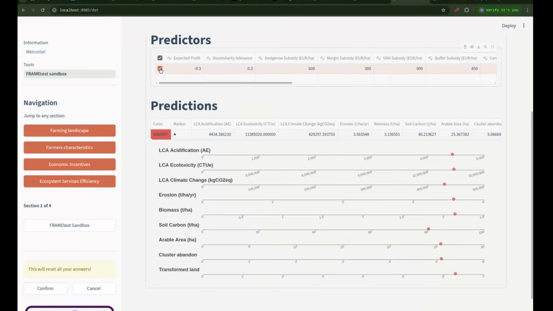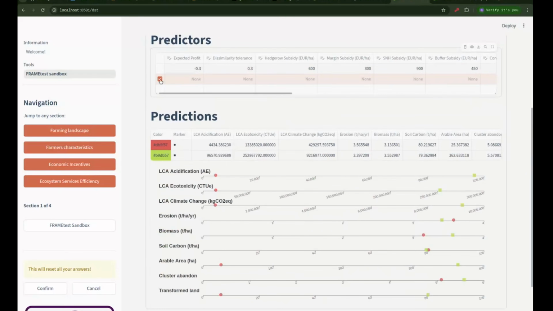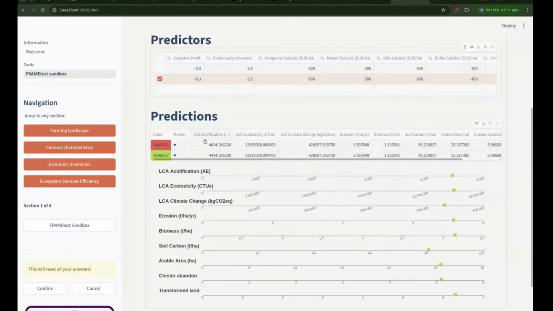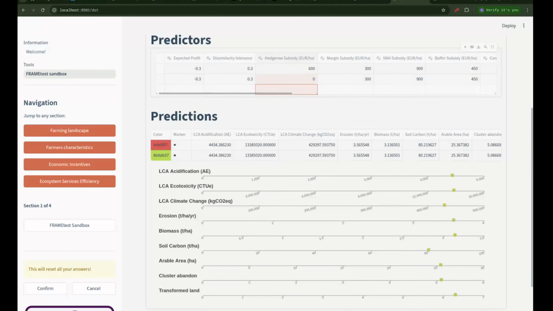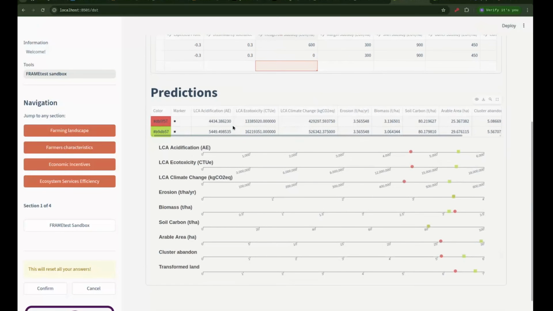What we could do here is to take this set of inputs and populate them again, and now we have two of them that have the same value. But what we could do is also decrease the hetero subsidy and compare two scenarios, one with 600 euros per hectare of hetero subsidy and one with 0. And then here we can see the predictions. For the first one is a red circle, and for the second one, the green square.